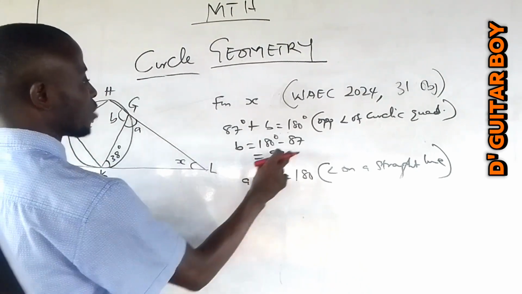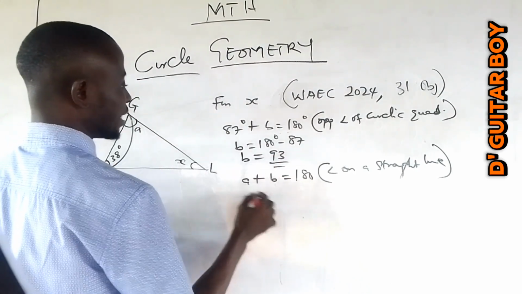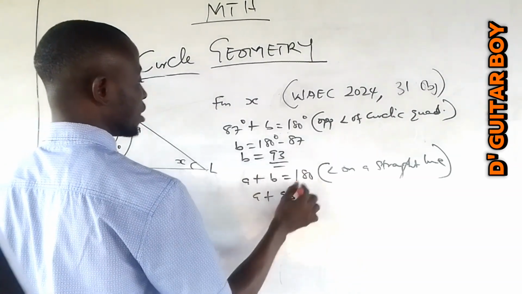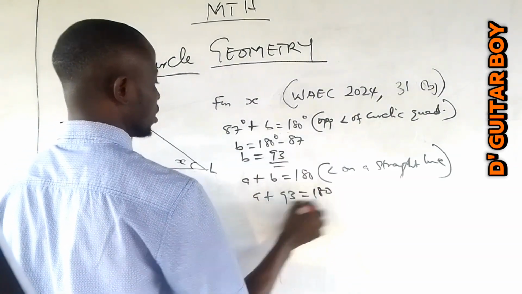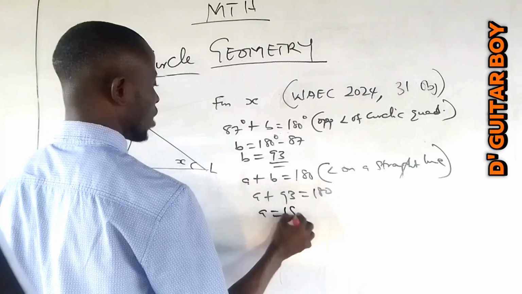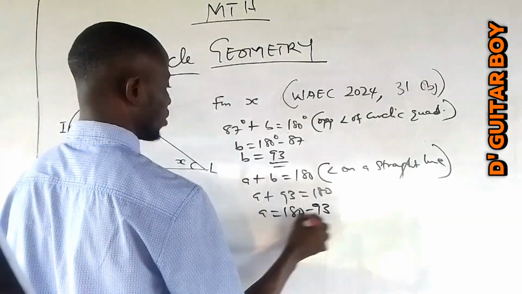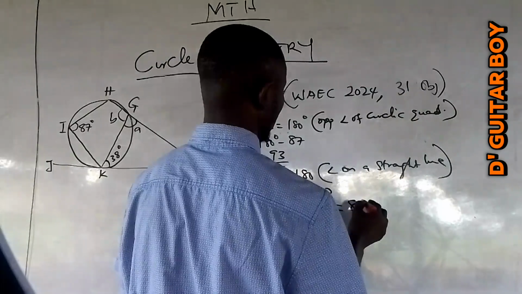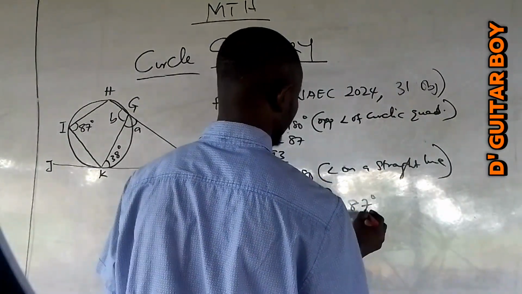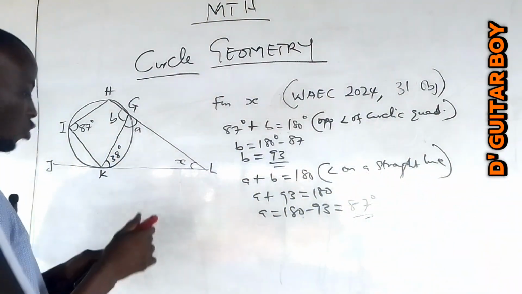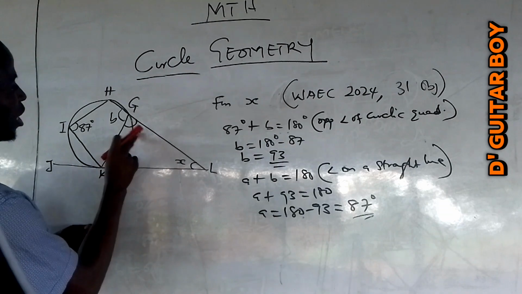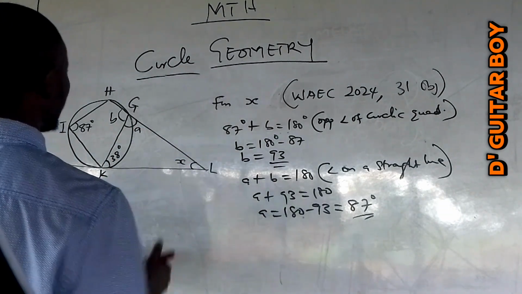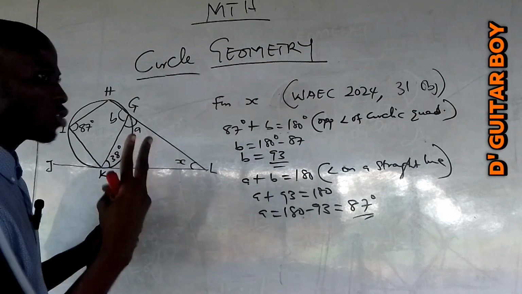So since you have already calculated B before, B is 93. You say A plus 93 equals 180 degrees. So A is equal to 180 minus 93, which is equal to 87. Is that your answer? No, that is not your final answer, because they did not ask you to calculate A, they asked you to calculate S.